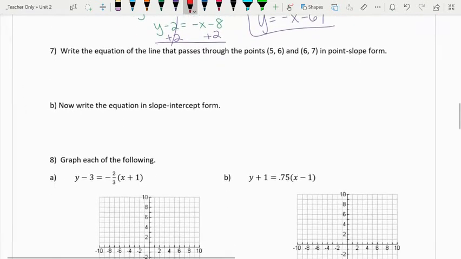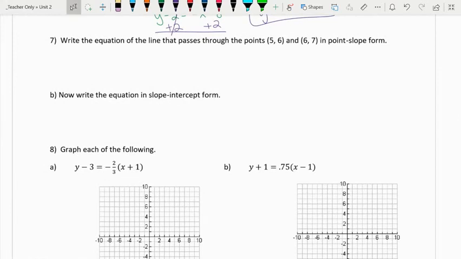Number 7 says write an equation of a line that passes through (5, 6) and (6, 7). So try this one on your own before you watch me do it. Hopefully you started by finding the slope first. So I would take from the second one, and you get 7 minus 6 over 6 minus 5. Now, if you did the opposite, it's fine. You would still get 1 over 1, or just 1 as your slope.